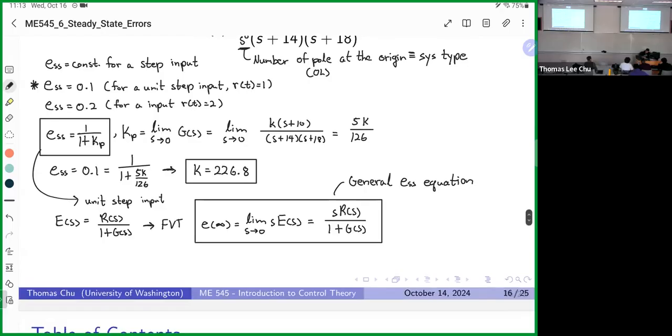So the reason why this works is because, let's say for R of S equal to 2 over S, this is going to be for the input of 2 now. We get this. The S's cancel out and we just get E at infinity is going to be equal to the limit as S goes to 0 of 2 over 1 plus G of S. So it scales linearly with the input.